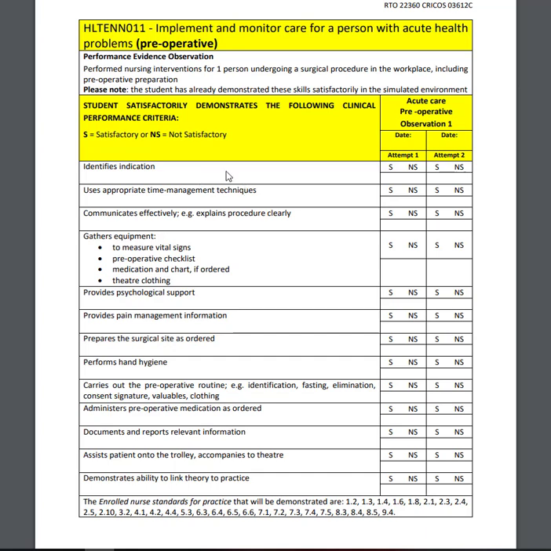We ask that you are quite involved in their preparation for theatre, making sure that they understand what's required, what's going to be happening, that you've completed all the necessary paperwork, that they have a consent form, that you've identified what's happening with their valuables, as well as things like were they fasting, do they need to fast, is there medications that need to be withheld, those kinds of things.